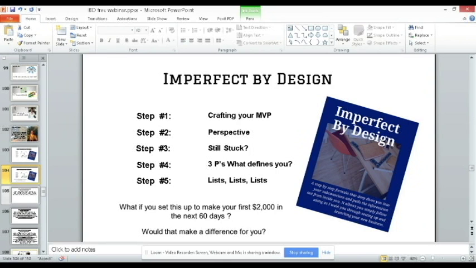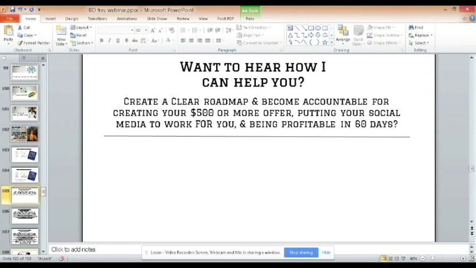So, what if you set this up to make your first $2,000 in the next 60 days? Would that make a difference to you? Want to hear how I can help you? Raise your hand. Create a clear roadmap and become accountable for creating your $500 or more offer, putting your social media to work for you and being profitable in 60 days.